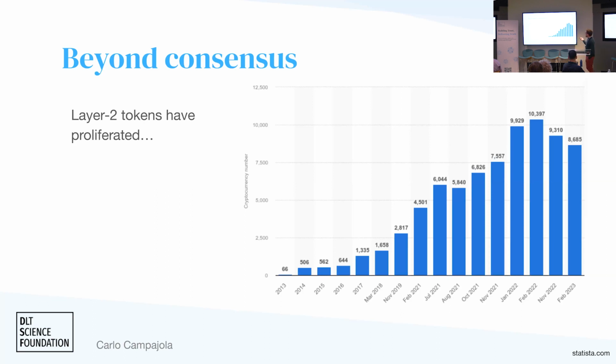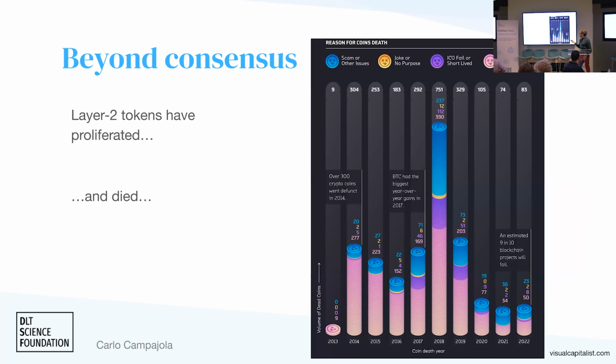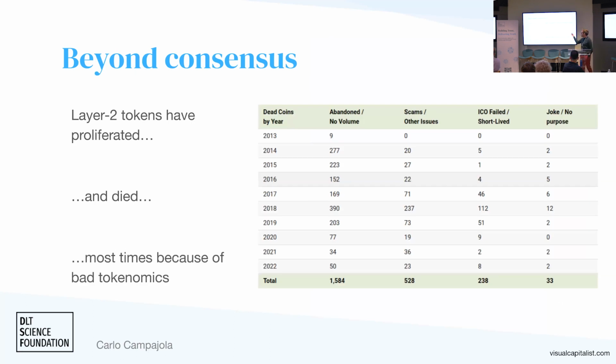Layer 2 tokens have proliferated. You see, this is the number of cryptocurrencies, and most of them are layer 2 tokens. Most of them are Ethereum-based tokens, actually, although they also died over the years. Here you can see a bunch of the reasons why, but most of the time it is because they had bad tokenomics. This is the number of abandoned coins with no volume whatsoever in terms of transactions. And that's mostly because they had bad tokenomic models behind them.